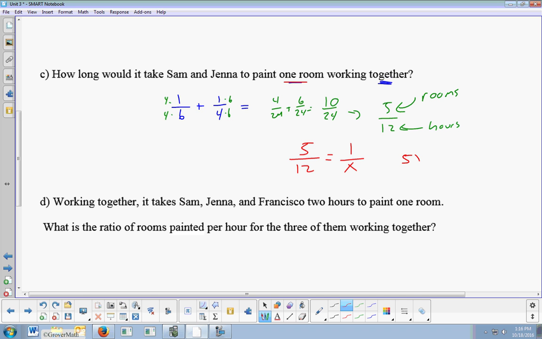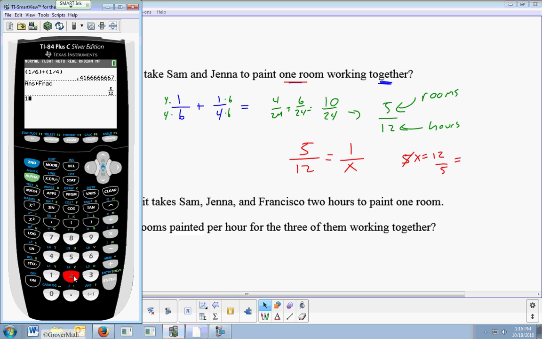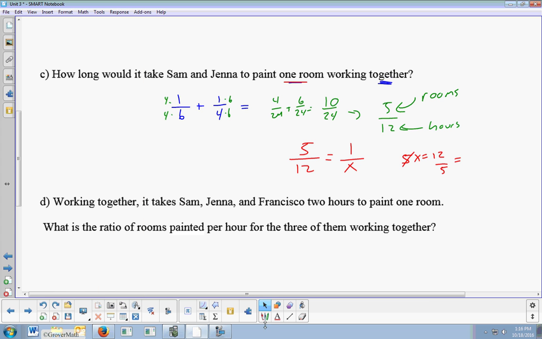We'll get 5x equals 12, and we end up dividing by 5. So x is 12 over 5, which comes out to be, let me get my calculator to do the math for me, 12 divided by 5 comes out to be 2.4 hours. So 2.4 hours. And as with all math that we do, your answer should really make sense.